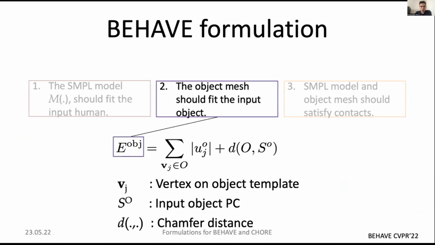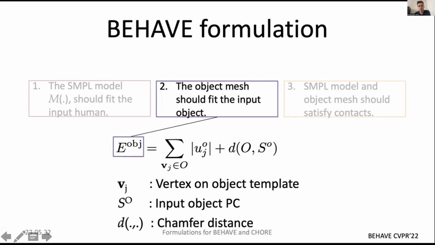In addition to the human body, we want the object mesh template to fit with a neural reconstruction. This means that the vertices of the object should be at the zero level set of the neural reconstruction. And this can be enforced with this objective function here, which is summing over object vertices. And we want the distance field at these vertices to be zero. That's why we minimize the sum of distances. uj0, this is the distance field of the object. And we also have a chamfer distance between the template O and the input object point cloud.